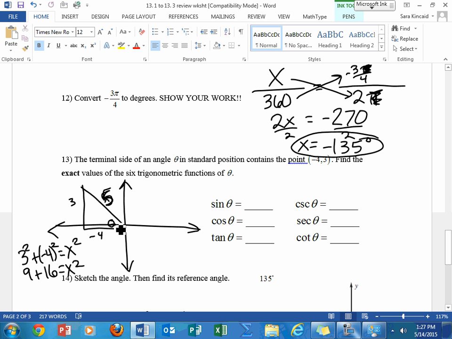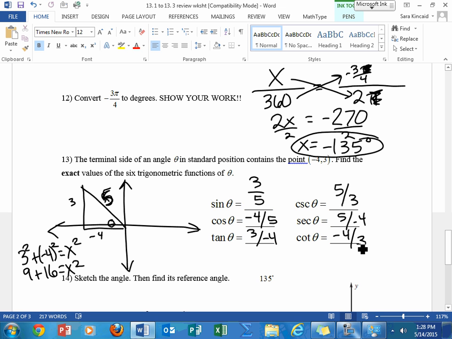So now we can stand there and set up the sine. The sine is opposite over hypotenuse, so 3 over 5. Cosine is adjacent over hypotenuse, so negative 4 over 5. And tangent is opposite, 3, over adjacent, negative 4. There we go. And remember, these are just the reciprocals. Okay, so we'll go ahead and fill those in. There we go, all done.